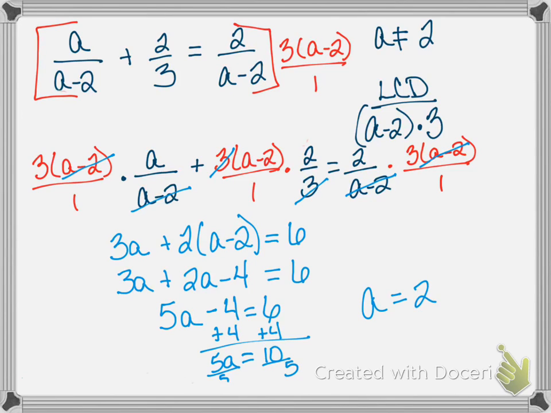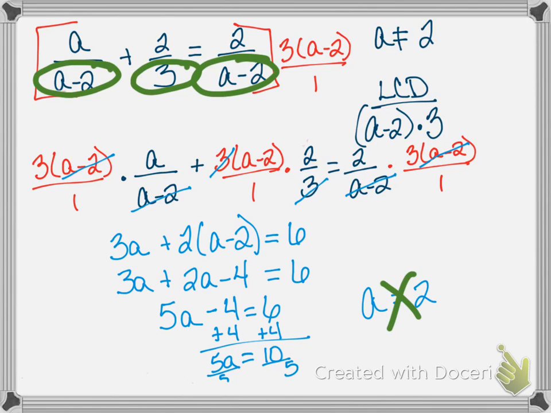2. What did we say about 2? We can't have it. It's super important that you go back and look right here. This is what you're looking at. If I plug 2 into any of these, will I get a 0 anywhere? I will. In A minus 2, if I plug a 2 in, I'm going to get a 0. That makes the whole thing undefined. So I have to throw this out. There is no solution to this problem.